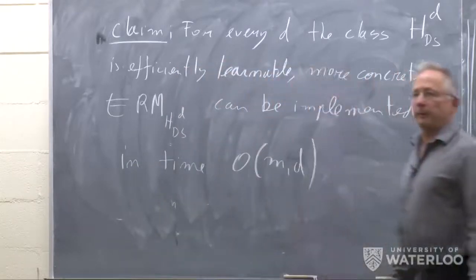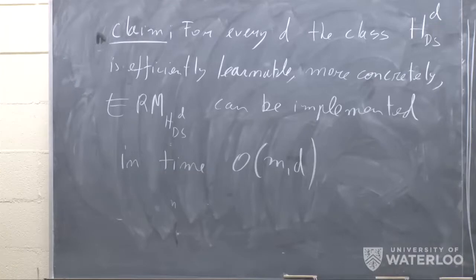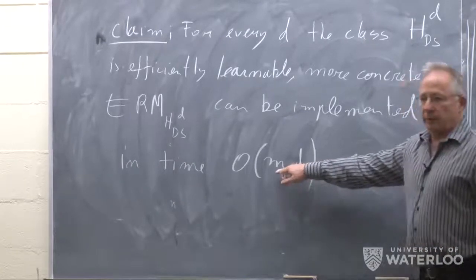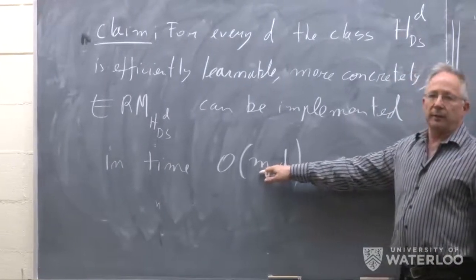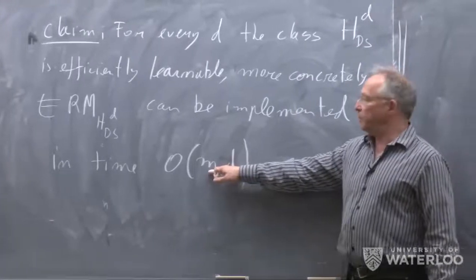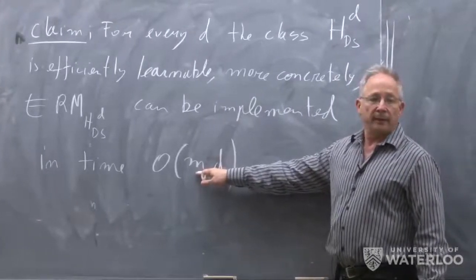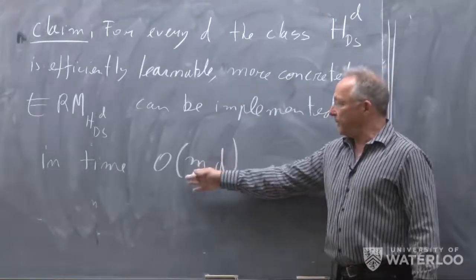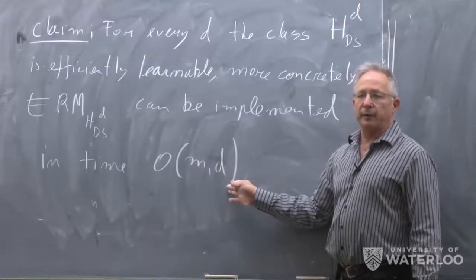Remember, when we talk about the running time of an algorithm, it's a function of the input size. So this is the input size. Of course, I will have to tell you what is the connection between M and the required precision parameters. But if I have a sample of size M, I can implement it efficiently in the sample size.